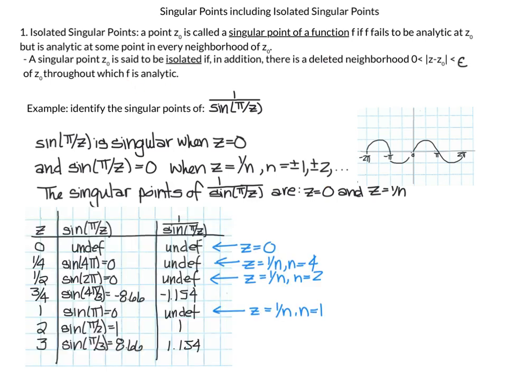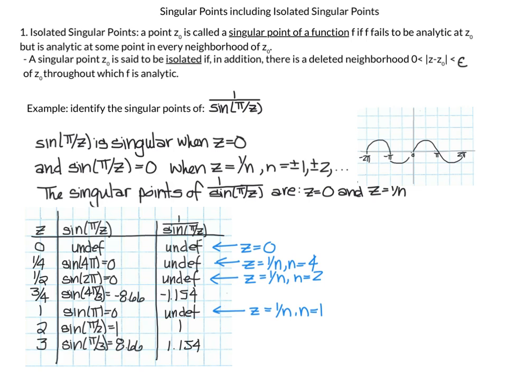When I was trying to determine if these singular points are isolated or not, it's a mistake to look at this graph here because this is about sine. It's not about our function 1 over sine of pi over z. So I made a little chart. Graphing it was going to be complicated. So I just made this chart of values of z, values of sine of pi over z, and then values of 1 over sine of pi over z.